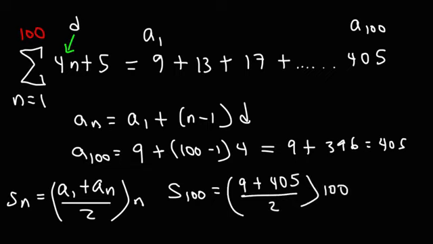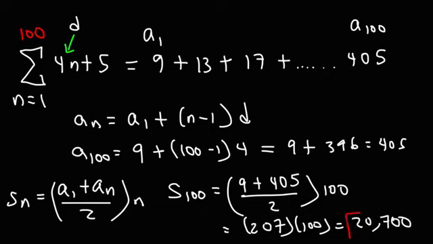So let's take the average of 9 and 405. The average of the first term and the last term, if you add 9 and 405 and then divide by 2, that's 207. So we're going to take that average, multiply it by 100, or the number of terms, and that's going to give us the answer. So it's 20,700. This is going to be the sum of the first 100 terms.